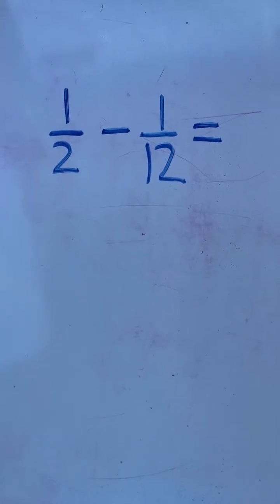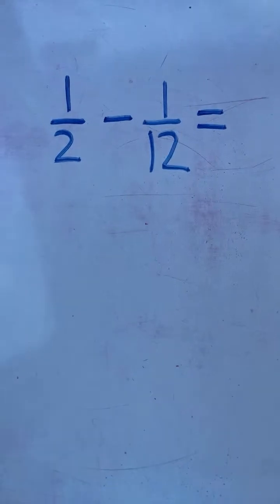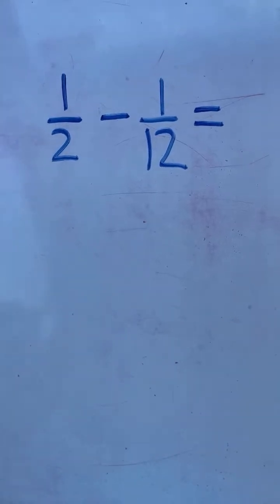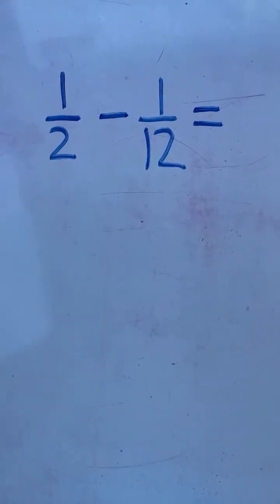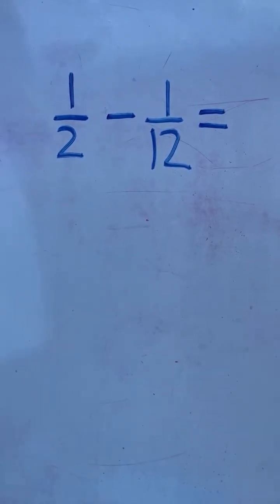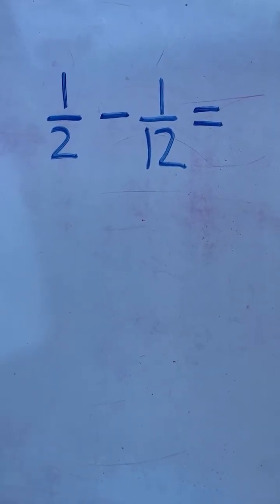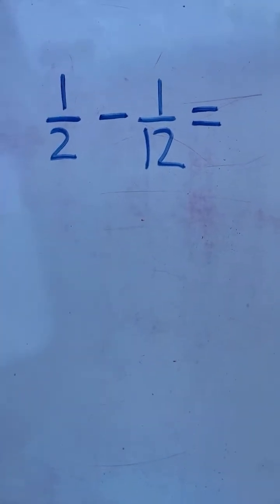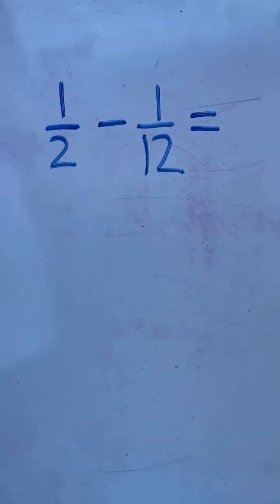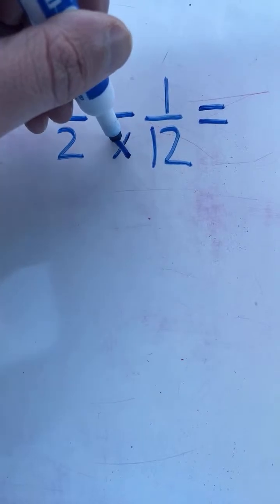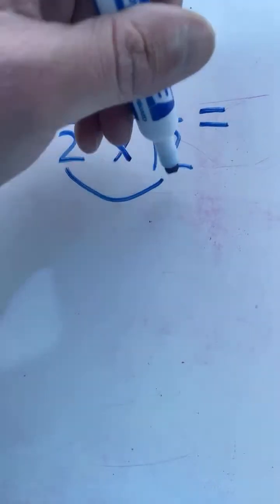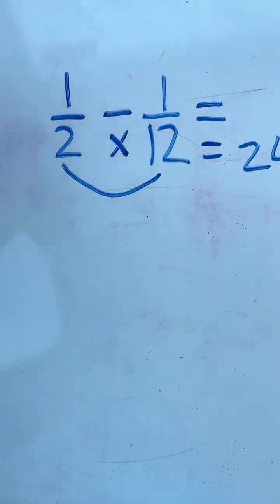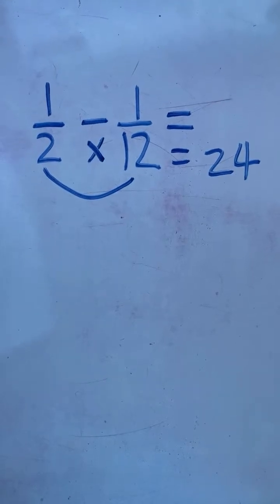So we cannot subtract fractions that have different denominators. So our first step is we have to find a common denominator. The quickest, most efficient way to find a common denominator is to multiply the two separate denominators. There may be a quicker way, but this is one of the quickest and most efficient ways, and it does work. So step one, we're going to multiply 2 times 12 to get our common denominator. 2 times 12 equals 24. So 24 is our common denominator.